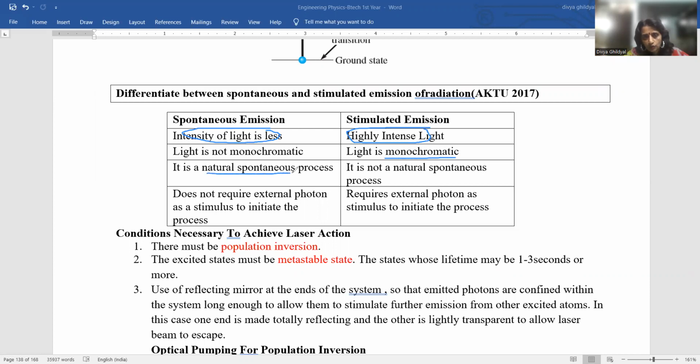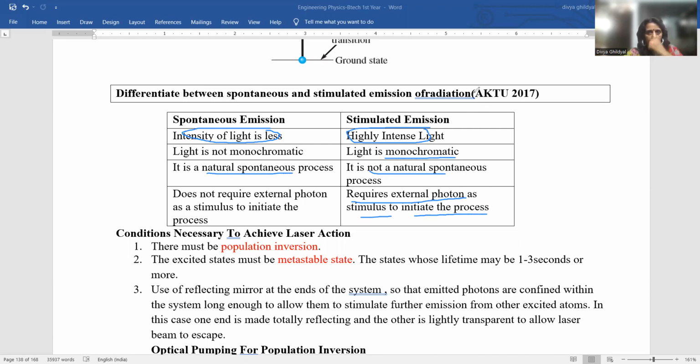Spontaneous is a natural process. Stimulated is not a natural process. We have inserted a metastable state here. Spontaneous emission will not require any external photon, but in stimulated emission, we require an external photon as a stimulus to initiate the process. This question is asked off and on.